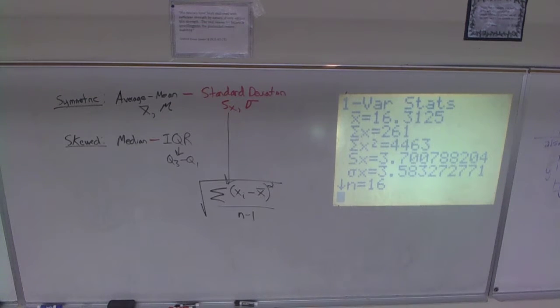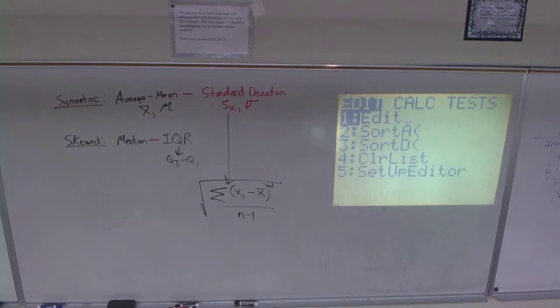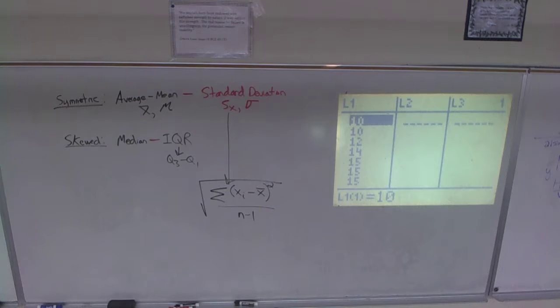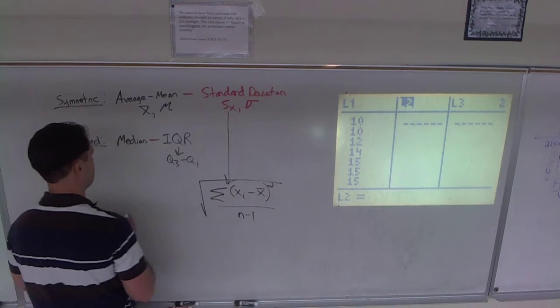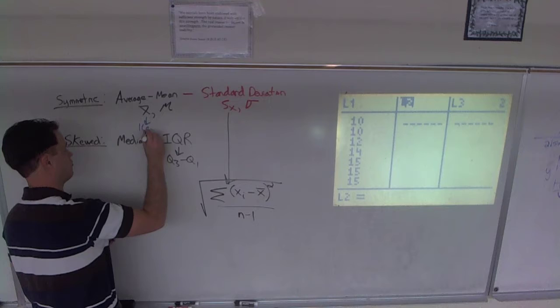So let's do it. So it says first, we've got to take each x sub i and subtract the mean, right? So let's go into our lists and do that. So I'm going back to my list. There's my data. Let's not get rid of it. In list 2, I want to put each x sub i minus the average. So what was the average? I should have written that down. Shoot, 16.31.